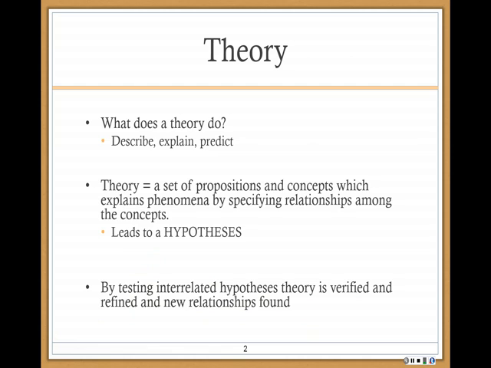Let's move on to talk about theories in general. When we think about it, what do we mean by a theory? Well, a theory is going to do several things. We want theories to describe political phenomena. So realists describe how states behave. Realism and liberalism also are going to explain how particular states behave in certain situations. But more importantly, we want them to predict: will this happen in the future? So a theory is a set of propositions and concepts which explain, describe, and predict phenomena by specifying relationships among certain types of concepts.